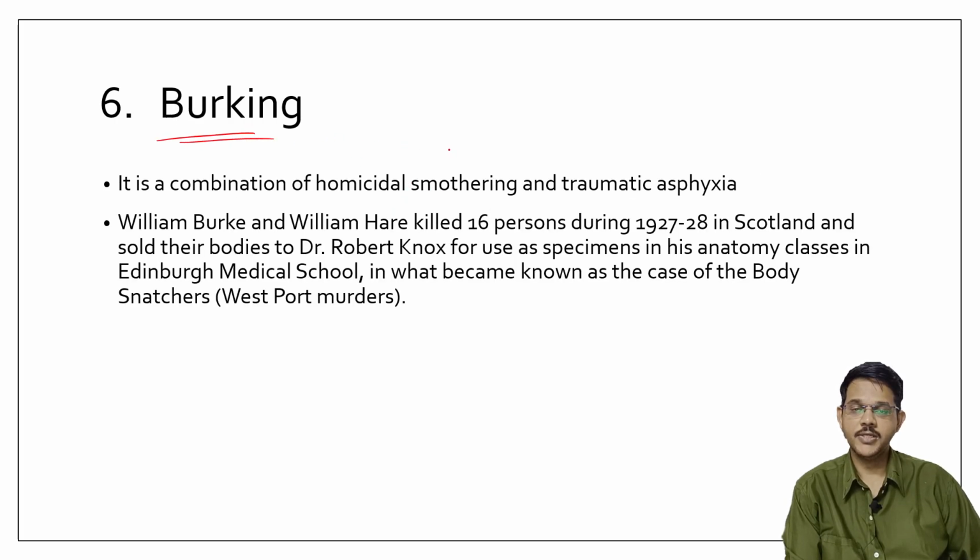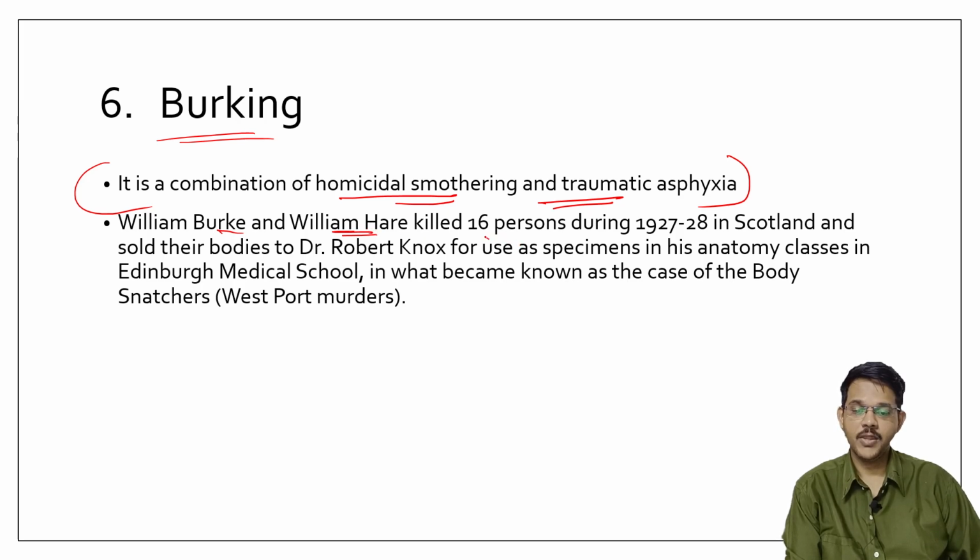The next form of suffocation is burking. It is a combination of homicidal smothering and traumatic asphyxia. This is one form of condition where two mechanisms are involved: smothering as well as traumatic asphyxia. It was done by William Burke and William Hare. These are the two men, William Burke and William Hare.